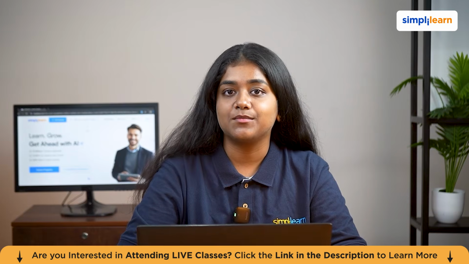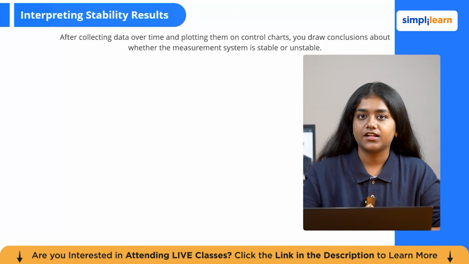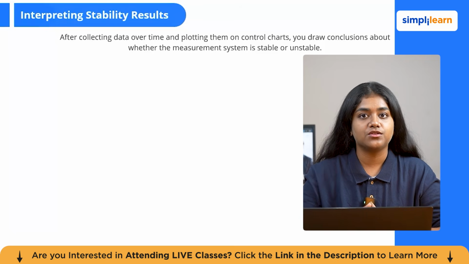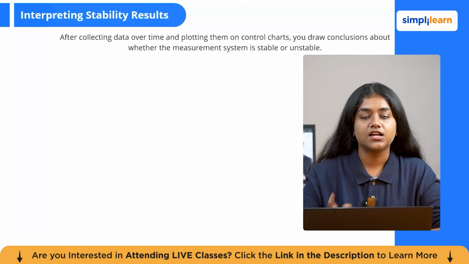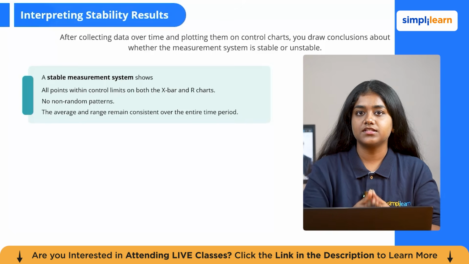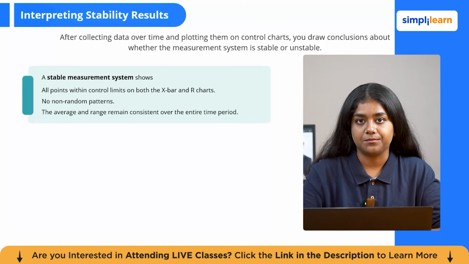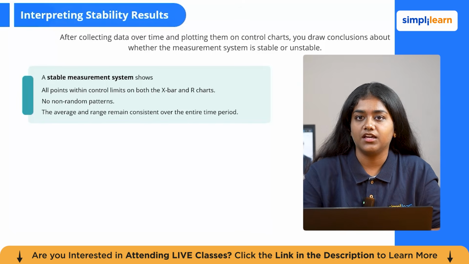Now let's interpret stability results. So how do you conclude a stability study? After collecting data over time, typically measurements of a reference part taken periodically over weeks or months and plotting them on control charts, you draw conclusions about whether the measurement system is stable or unstable. Stable measurement system. A stable measurement system gives consistent results over time.